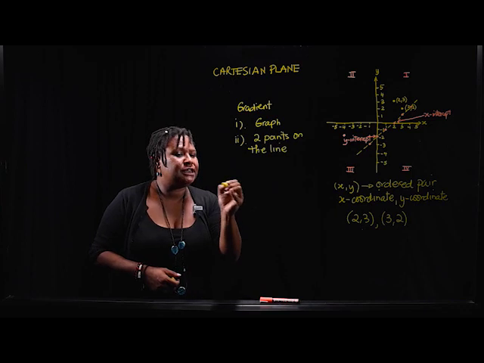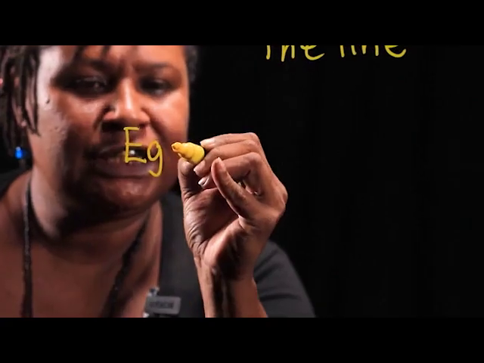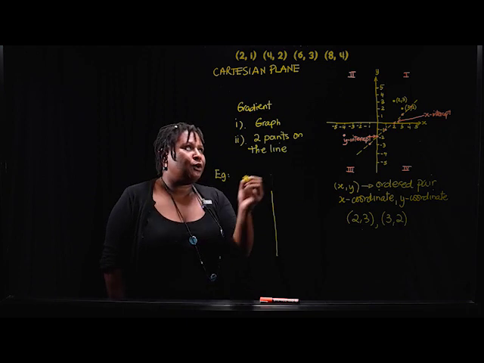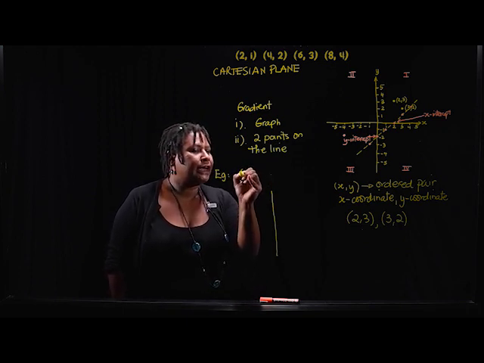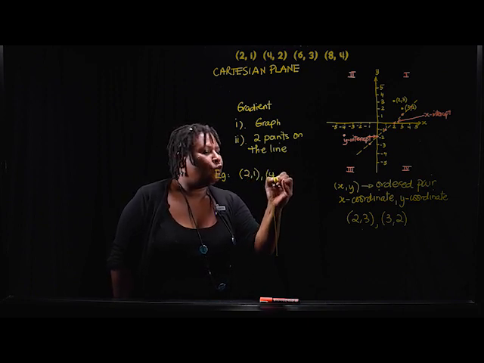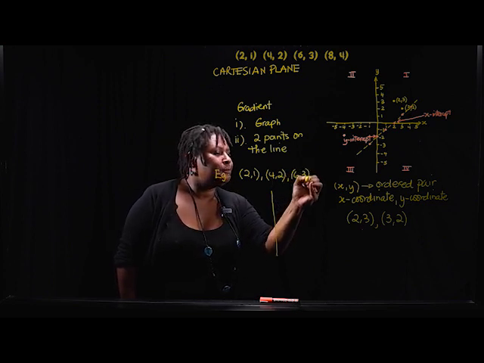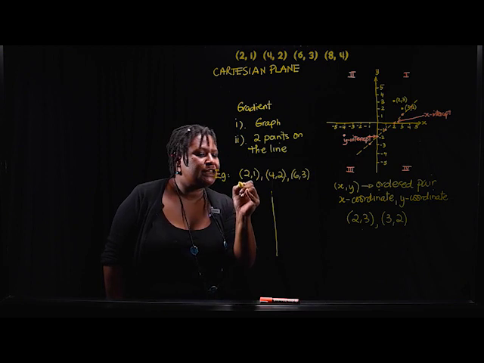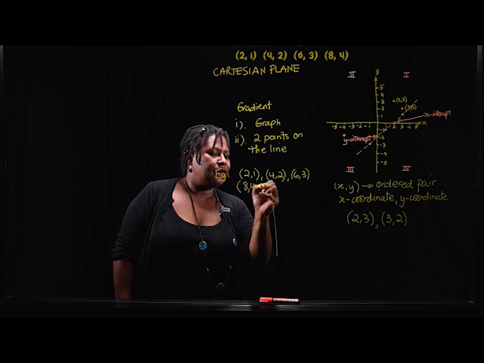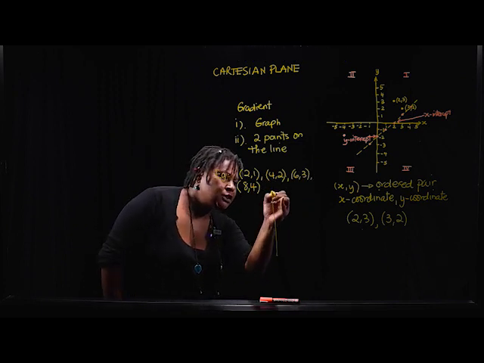Let's see the points, and we'll use this as an example. Before we do that, let me just list down the coordinates we are going to plot. So we have 2, 1, 4, 2, and we have 6, 3, and the next coordinate is 8, 4. All right, 8, 4. So we have 4 coordinates that we are going to plot.